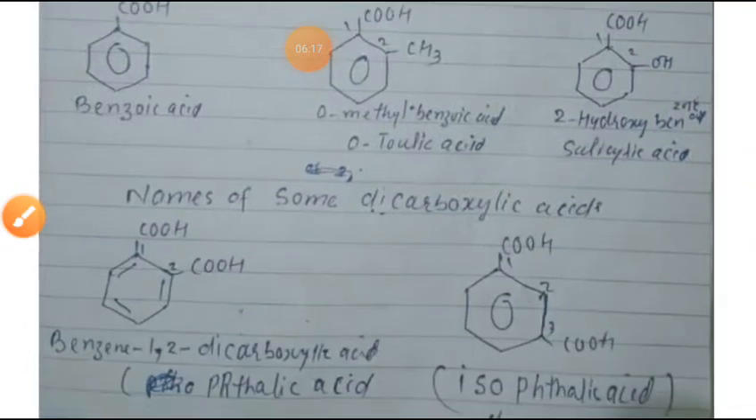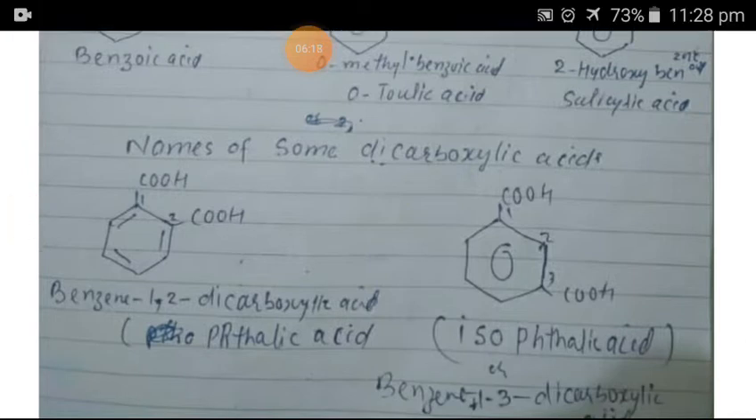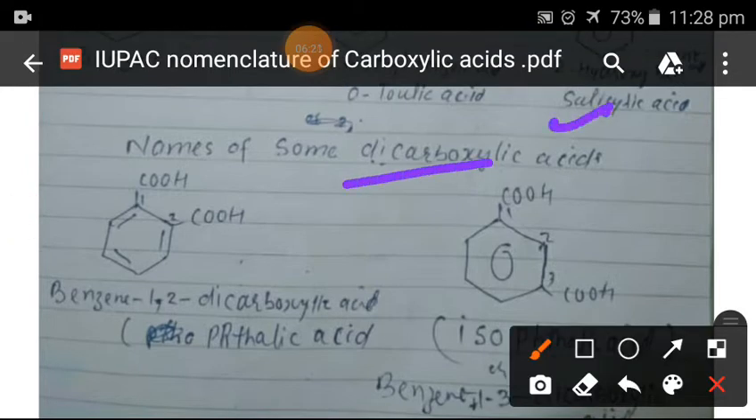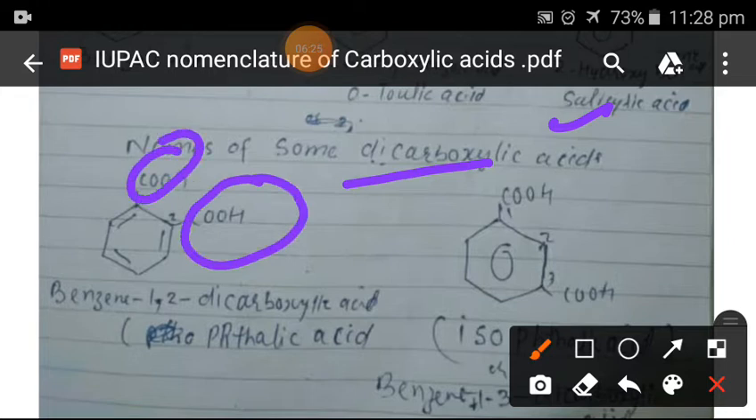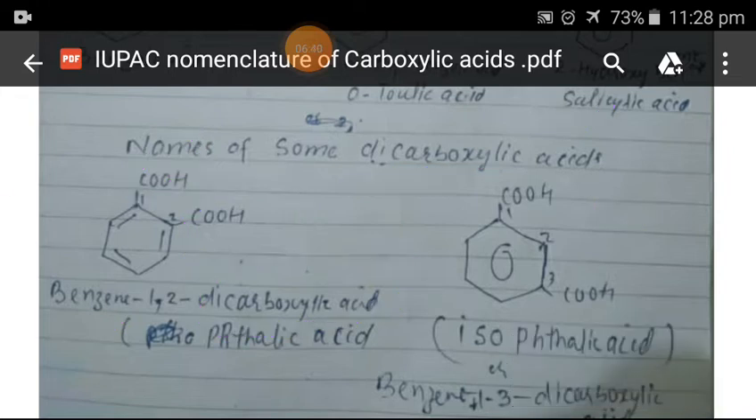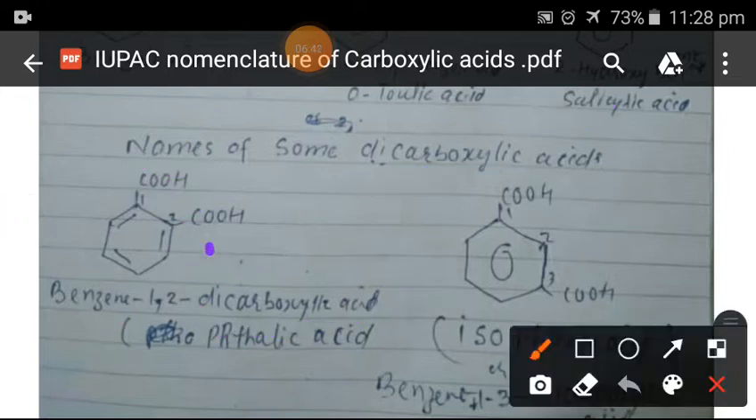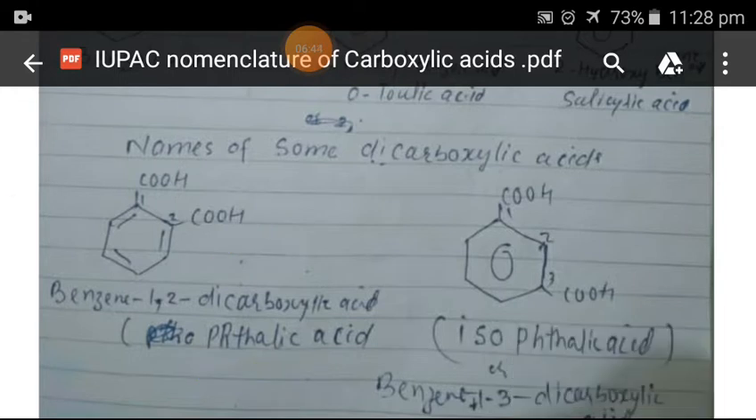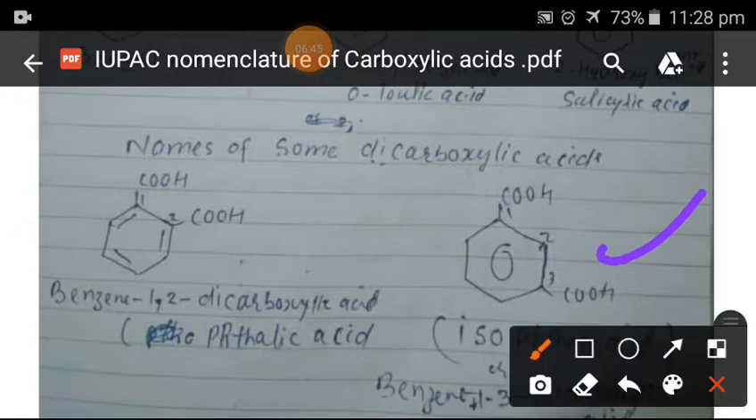So there are some other molecules, some dicarboxylic acids. When two carboxylic acid groups are attached to this benzene ring, you write the name benzene 1,2-dicarboxylic acid. Similarly, when this is attached at the third position, you write benzene 1,3-dicarboxylic acid. They are commonly named phthalic acid, and this one is named isophthalic acid. Clear?